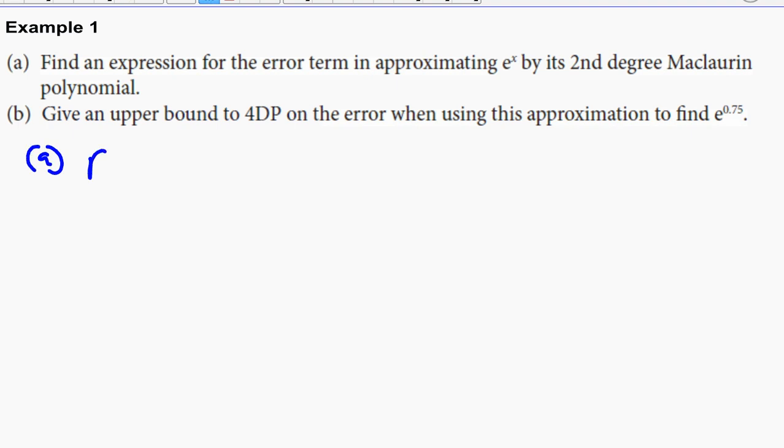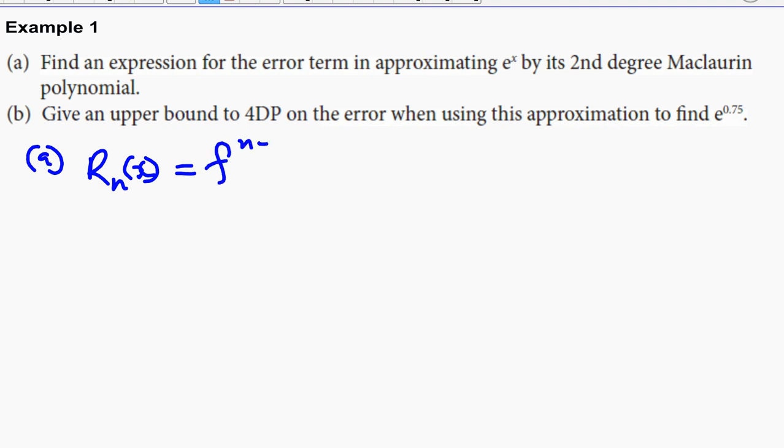So the error term Rn(x), and I'll use the one that I have in my notes. You can use the one that you have in a formula booklet, but just to be consistent, I'll stick with what I have in my notes. The formula is the same. The variables that I've used are the ones that are different, but the formula is exactly the same.